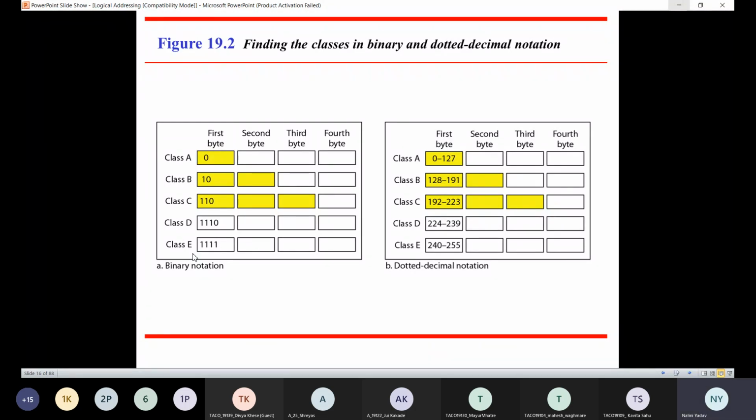Whenever I say that this is a class A IP address, then my first byte will be in between 0 to 127. For class B, it will be between 128 to 191. For class C, 192 to 223. Class D will be 224 to 239, and class E will be 240 to 255. So these are all the binary and dotted decimal notations for different classes. Correct. So this is my classful addressing. I hope you understood the classful addressing.